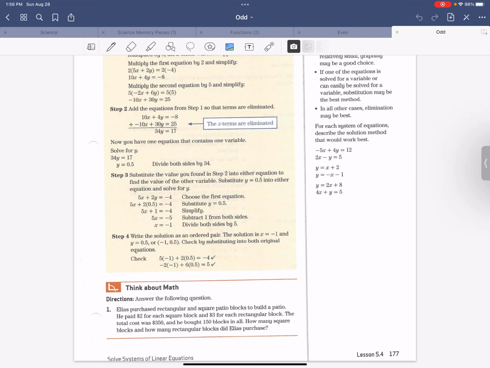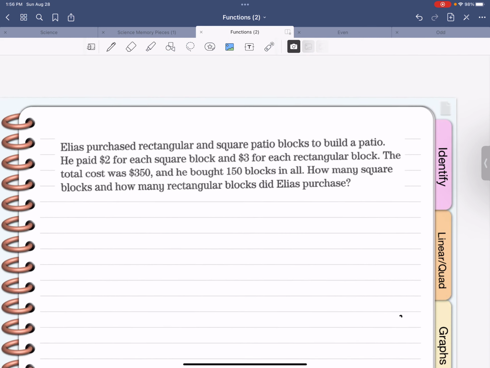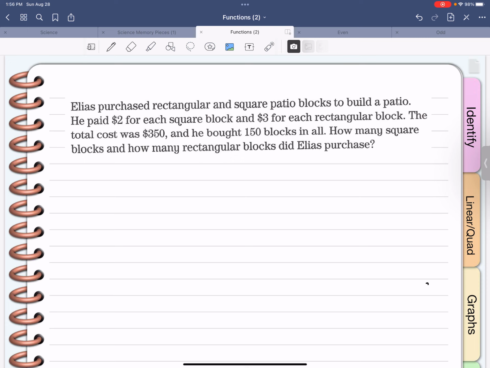I am on page 177 down at the bottom under Think About Math. And I've copied this problem and moved it over to a piece of paper, so let's take a look at it here. Elias purchased rectangular and square patio blocks to build a patio. So as soon as they start talking about shapes, I'm going to draw those shapes. And boy, am I on a roll on this one. Everything's crooked here, but it's okay.